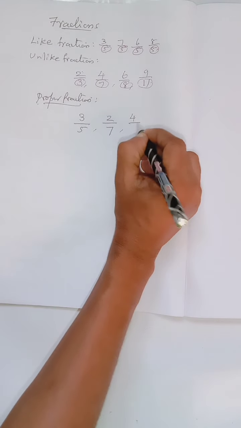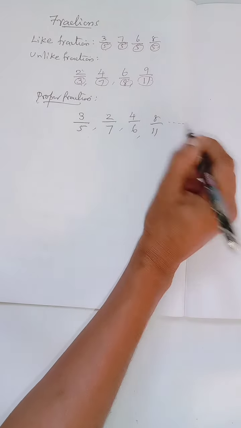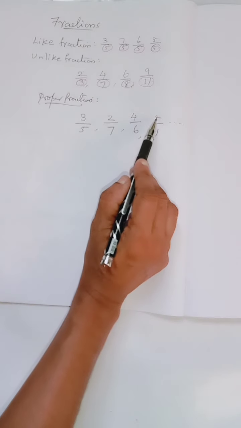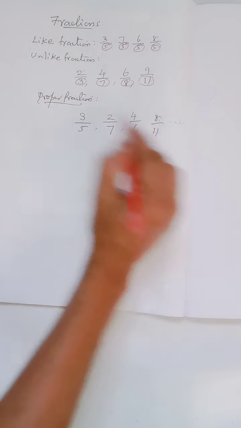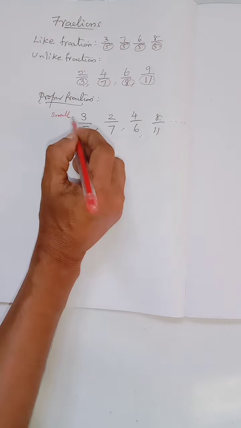Can you say some examples? 4 by 6, 8 by 11, etc. I can write anything, but one condition: the numerator should be a small number. My numerator should be a small number.